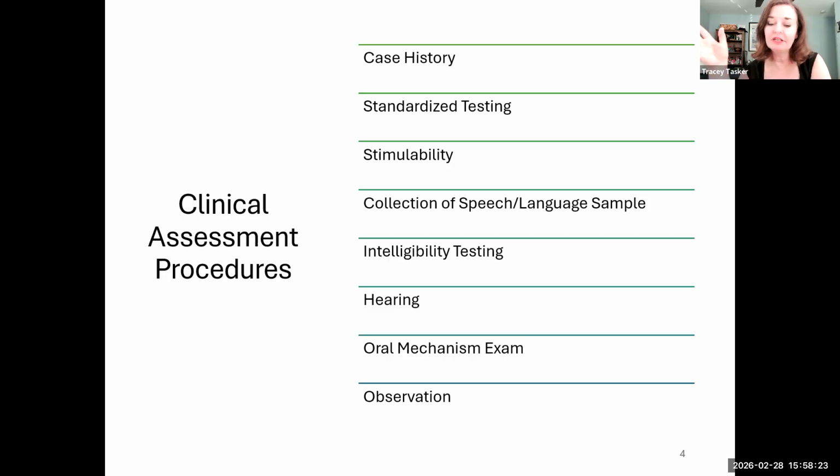Sometimes, depending on the age of the client, we may not do an oral mech, which is short for oral mechanism exam, especially if we're just meeting children for the first time. It can be a little bit invasive, and sometimes they have trouble following directions for that. So I'm going to go through each one of these right now, but I just want to let you know that you may not be doing all of these for each individual, and sometimes you may not be doing them in this order as well. So let's talk about that.